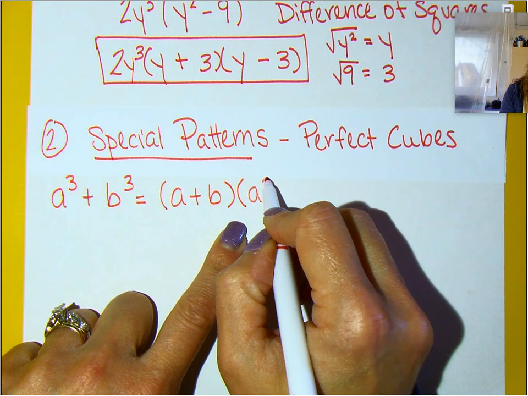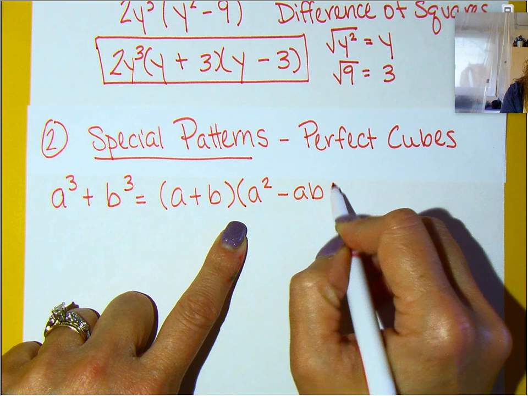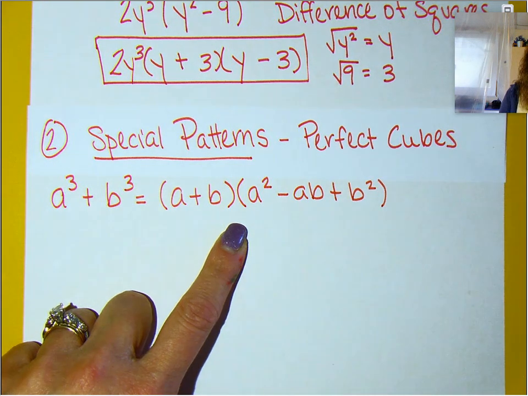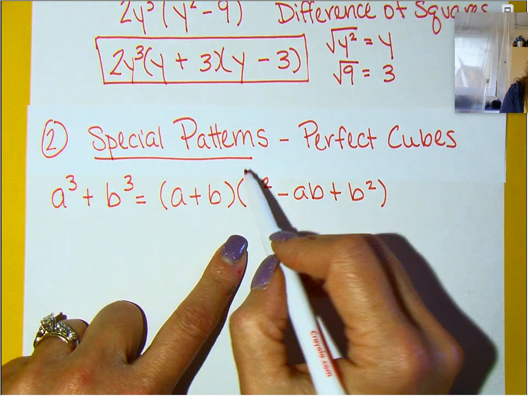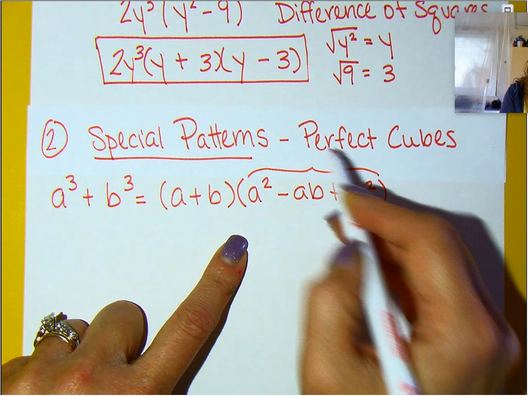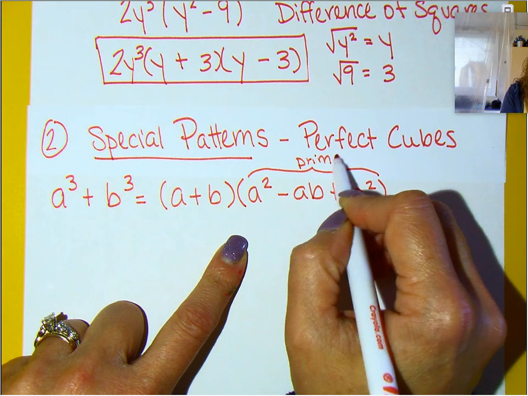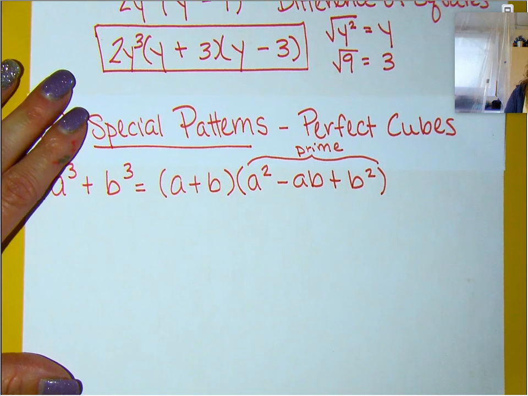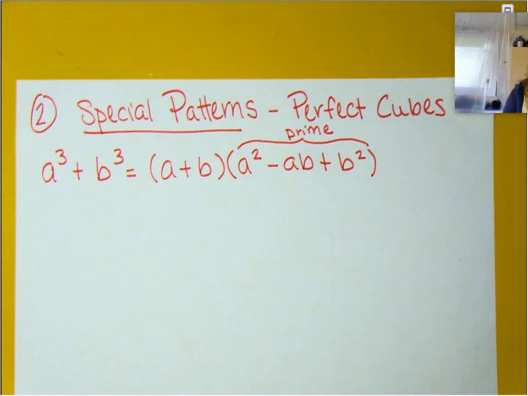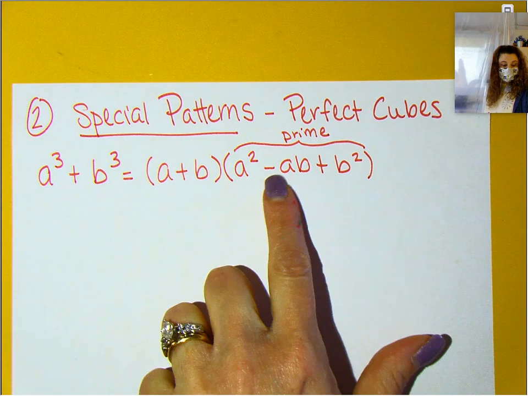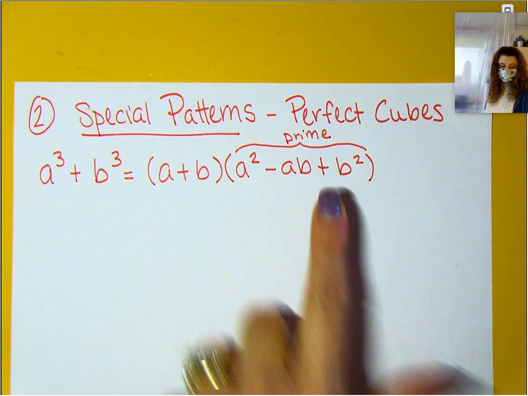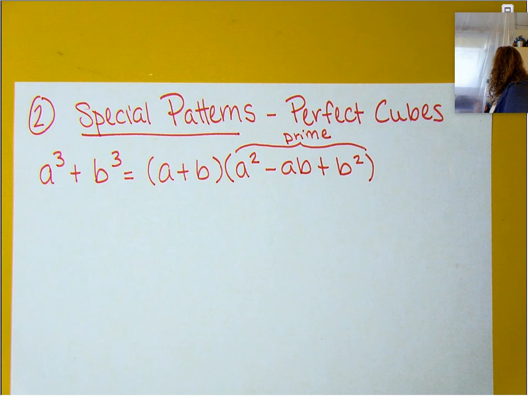So this is going to be a plus b is the first factor. The second one is a squared minus ab plus b squared. Now I'll tell you this trinomial is always going to be prime. Prime means it does not factor. So whenever you factor a sum or difference of cubes, you're going to have a trinomial in it that does not factor.